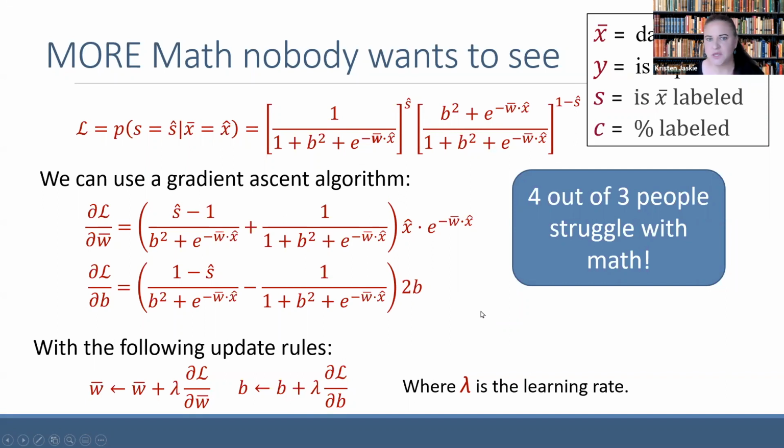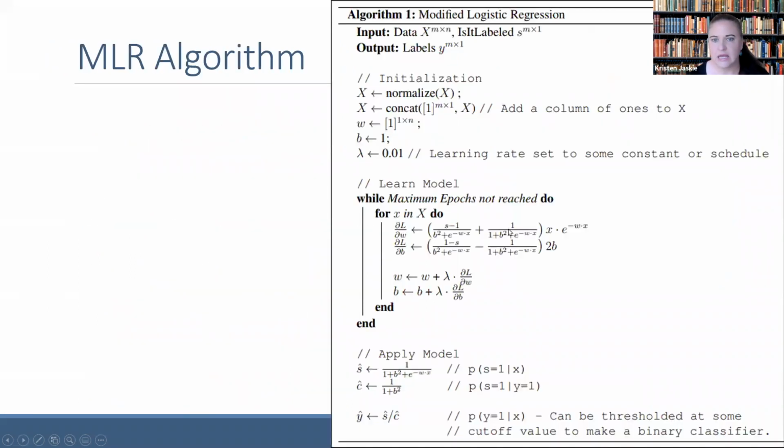The only reason I'm showing you this math is because if we take the partial derivatives of this likelihood with respect to this W vector and this B, this is actually the algorithm that we use to solve the positive unlabeled learning problem. Right here, we get these partial derivatives, which gives us this update rule, which is the algorithm, which is the only reason I'm showing you this awful math. So if we look at this, right here inside this while loop, that's literally exactly what the algorithm is.